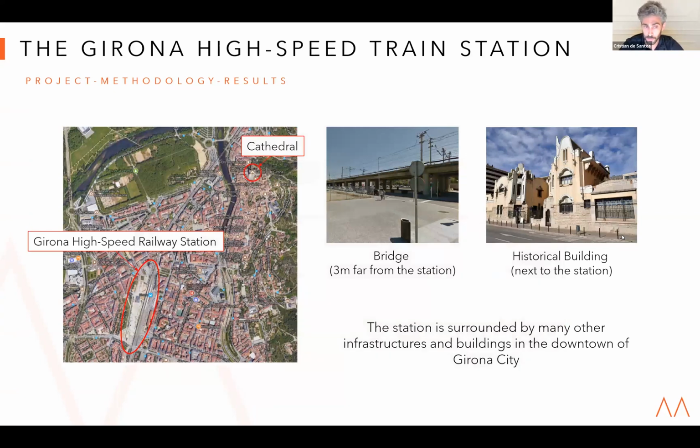The station was built in downtown Girona, surrounded by pre-existing infrastructures. We already had a railway bridge, also historical buildings next to the station. So displacements were something to be aware of.